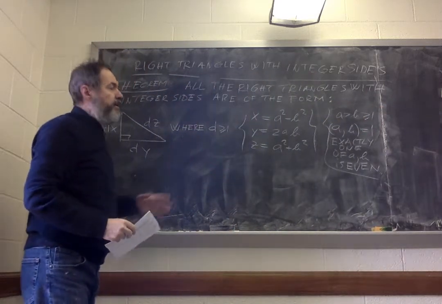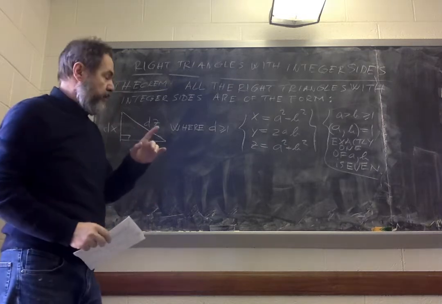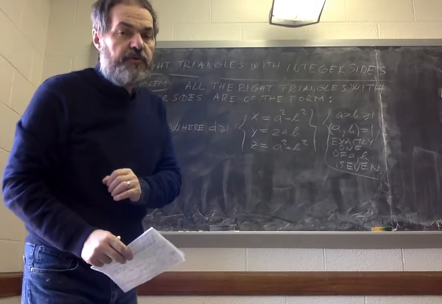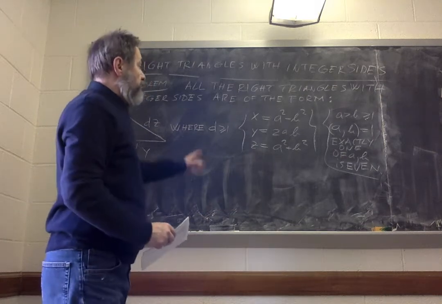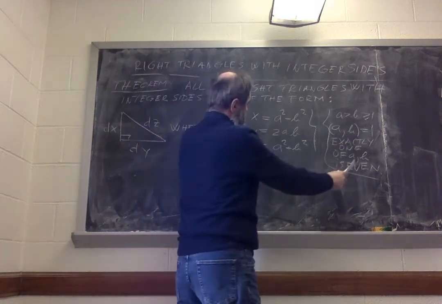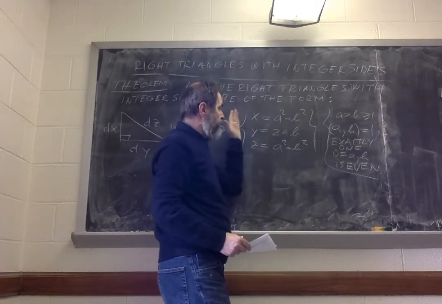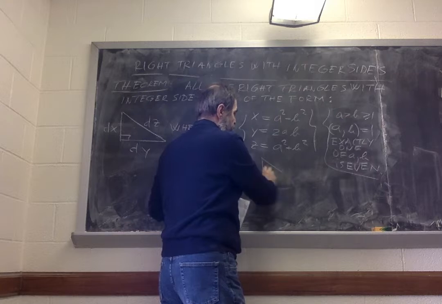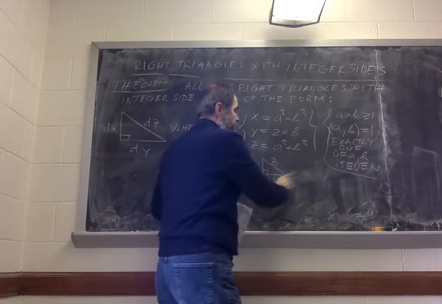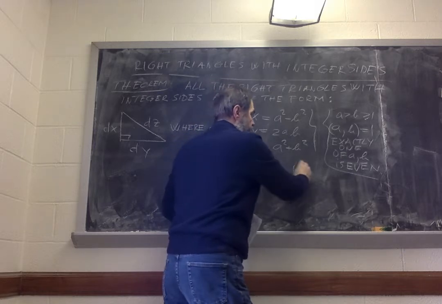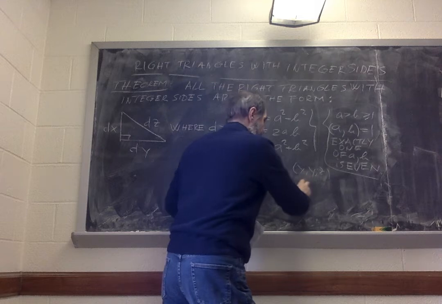This theorem, in fact, contains 2 theorems inside. A part of the theorem will give us all the primitive triangles. This part gives us all the primitive triangles, all the triangles of the form x, y, and z with the 3 numbers relatively prime, any 2 of them.